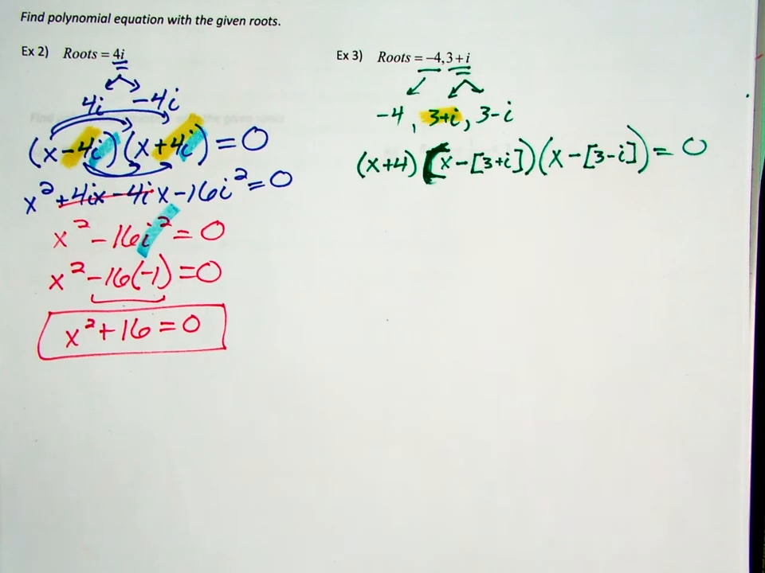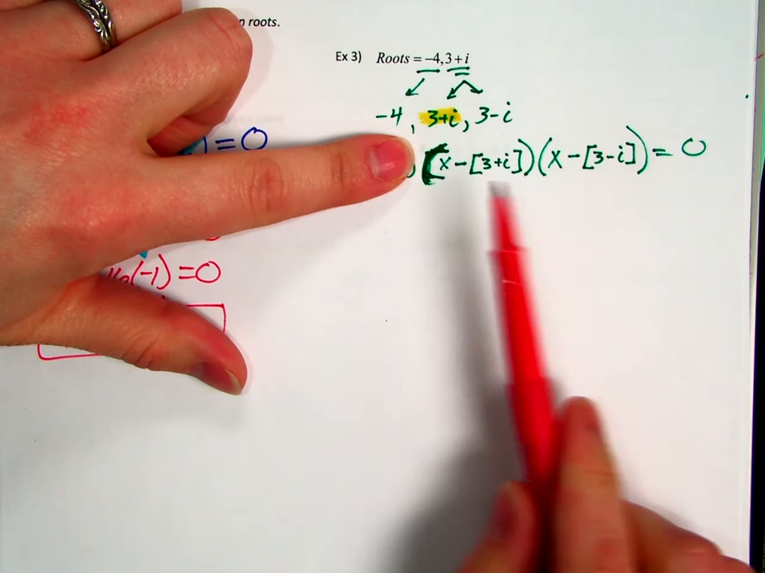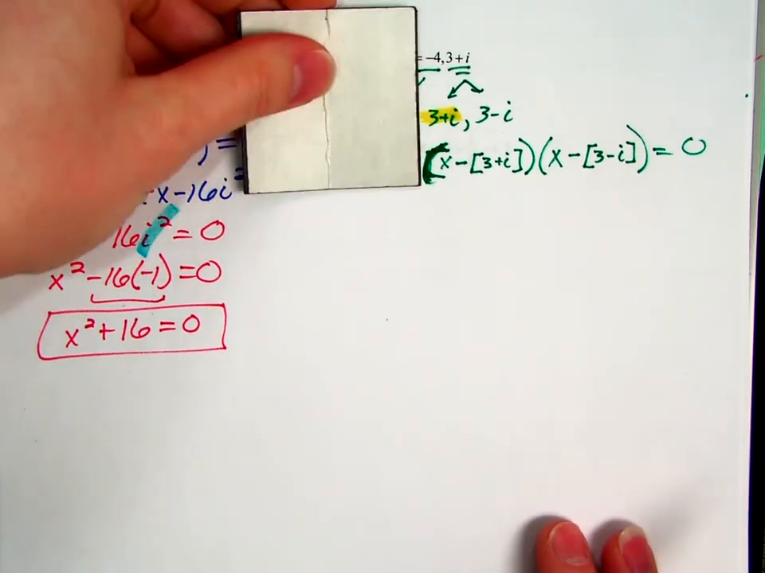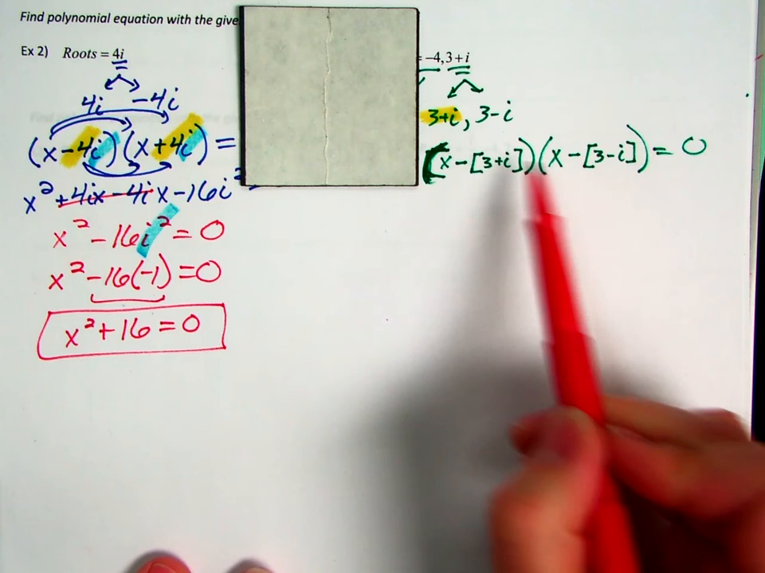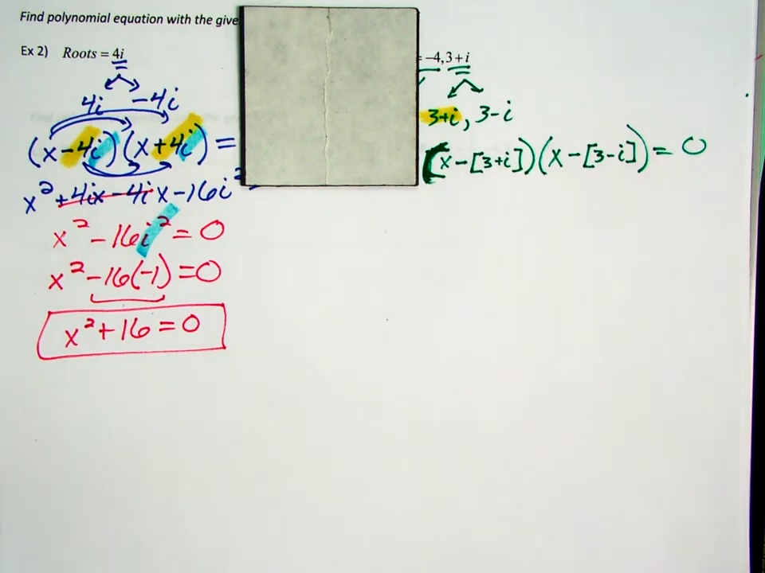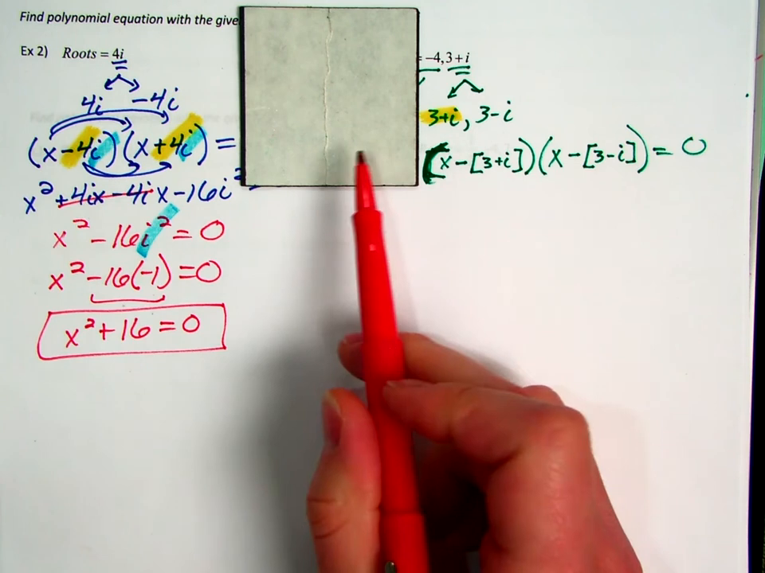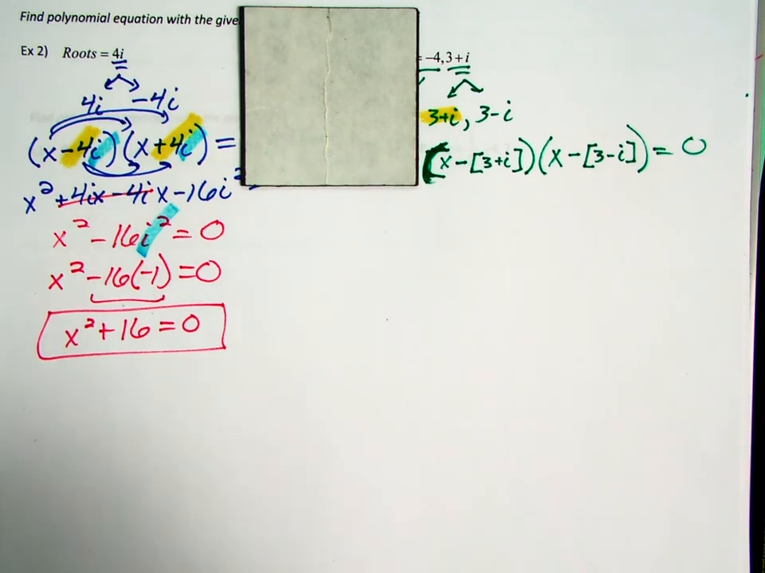Now, when I look at this, I actually ignore this x plus 4 first, and I focus on my conjugates to begin with. So I'm actually going to cover that up for right now and completely ignore it and just focus on multiplying these 2 sets of parentheses, because you're going to have to multiply one set of parentheses, and then whatever that answer is, you're going to have to multiply by the other set of parentheses. So let's focus on this piece first.